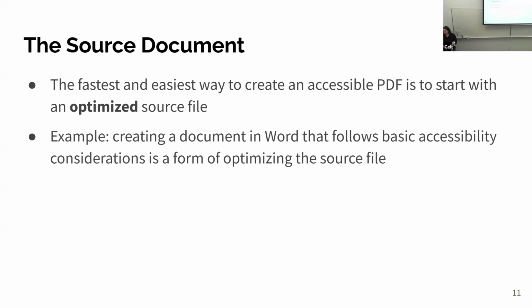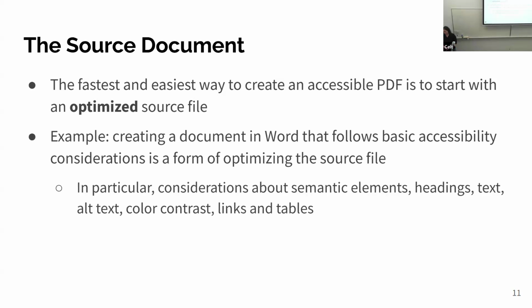For example, if you create a document in Word that follows basic accessibility considerations, as other colleagues have talked about, how to do accessible Word or Google Docs documents, that is a form of optimizing the source file. In particular, considerations about semantic elements, headings, text, alternative text, color contrasts, links, tables, all those good practices that if you're not familiar with, I highly recommend other lectures where people are talking about those things. It's a good thing to know, regardless of what you're doing.